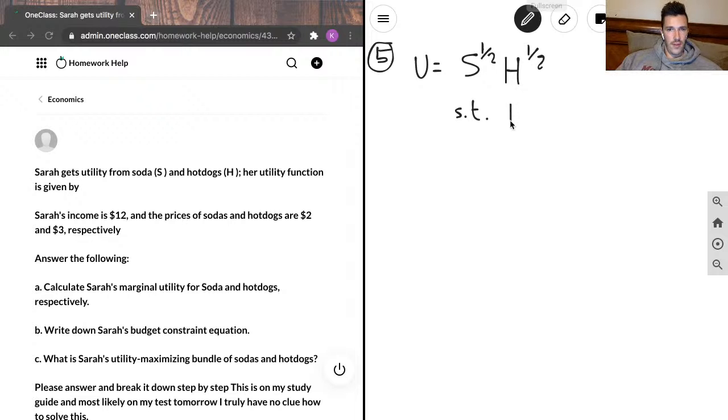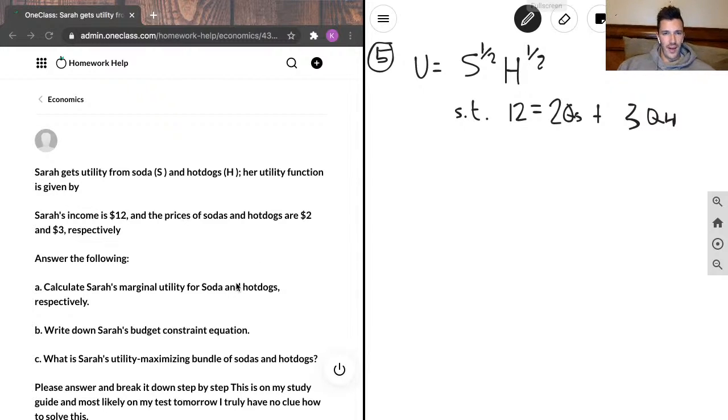So subject to, denoted s.t., 12 equals 2 times the quantity of sodas plus 3 times the quantity of hot dogs. I haven't done a question like this in quite a while, so bear with me. I believe I've set everything up right here.